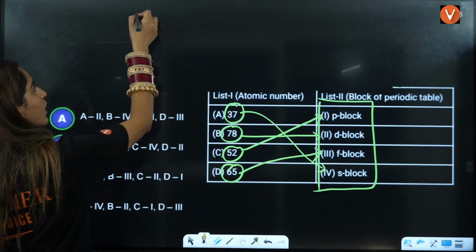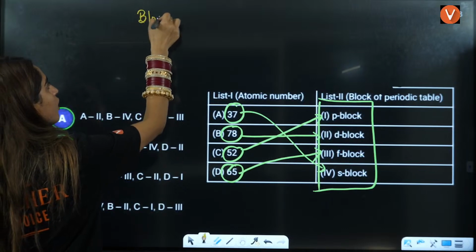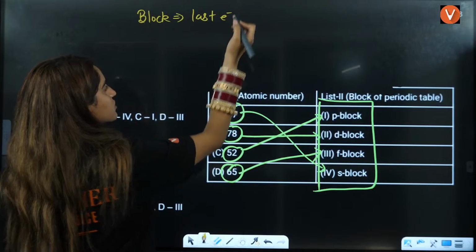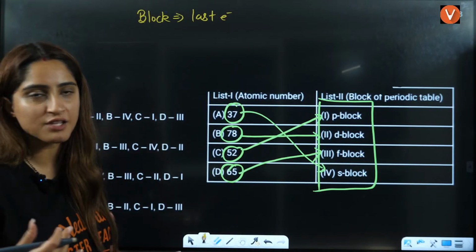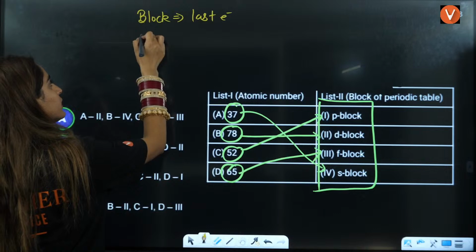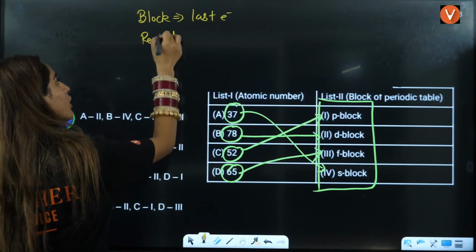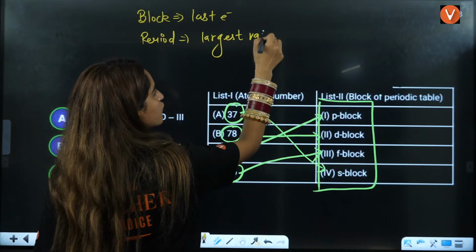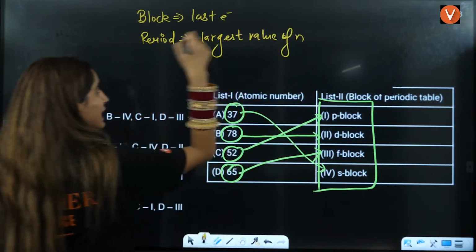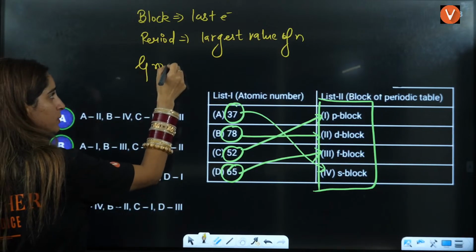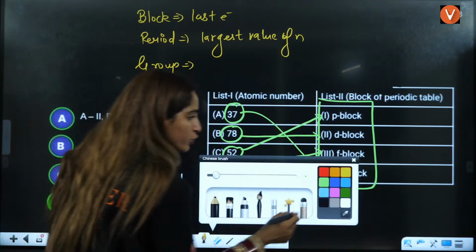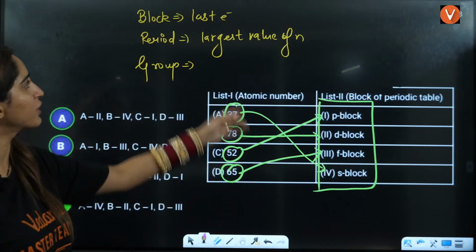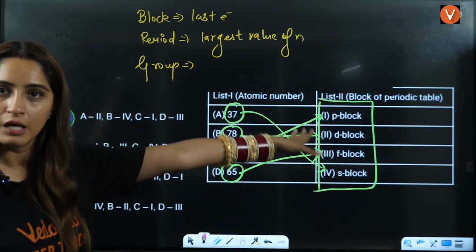If you have to calculate the block, that will be the subshell in which you have the last electron. If you have to calculate the period, you have to see the largest value of n. If you have to see the group, for group also, because here they have asked you just the block, you can just write the electronic configuration. See, the last electron is filled in which subshell.